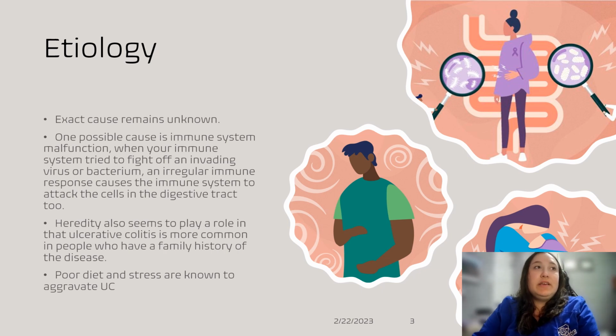Etiology. The exact cause of ulcerative colitis remains unknown, but one possible cause is immune system malfunction, when your immune system tries to fight off an invading virus or bacterium. An irregular immune response causes the immune system to attack the cells in the digestive tract too. Heredity also seems to play a role in ulcerative colitis, and it's more common in people with a family history of the disease.